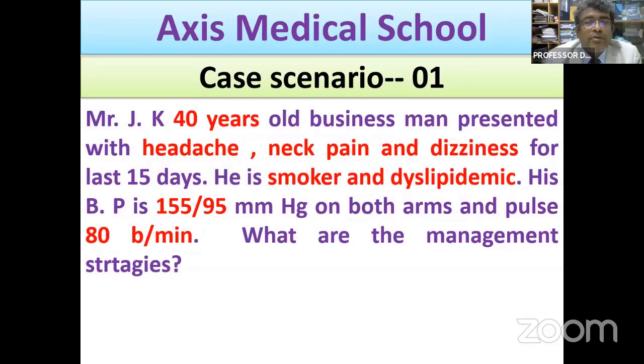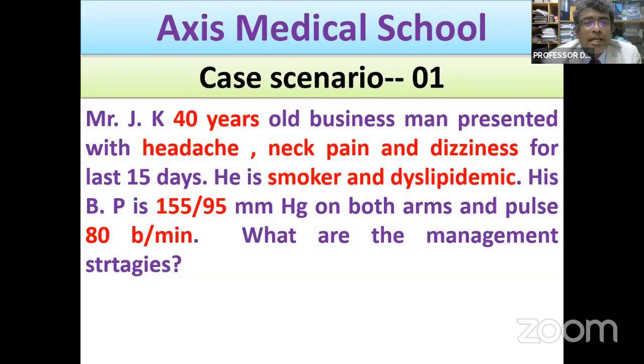So here we'll get some features of hypertension, that is, some symptoms of hypertension like headache, neck pain, and dizziness. This patient has headache, neck pain, and dizziness, and he's around 40 years old, that is, a middle-aged person. He's been suffering these symptoms for the last 15 days, and he's also a smoker and dyslipidemic, which are other risk factors of ischemic heart disease also.